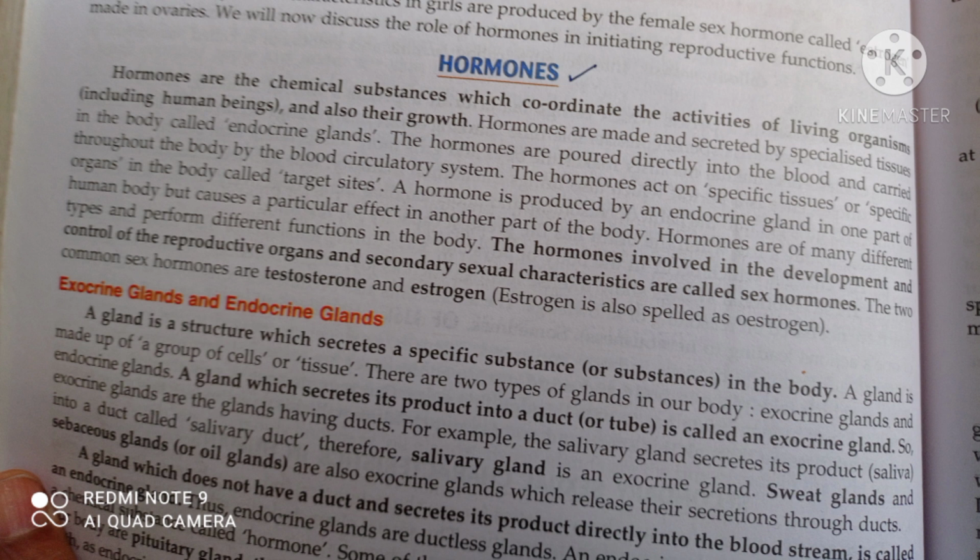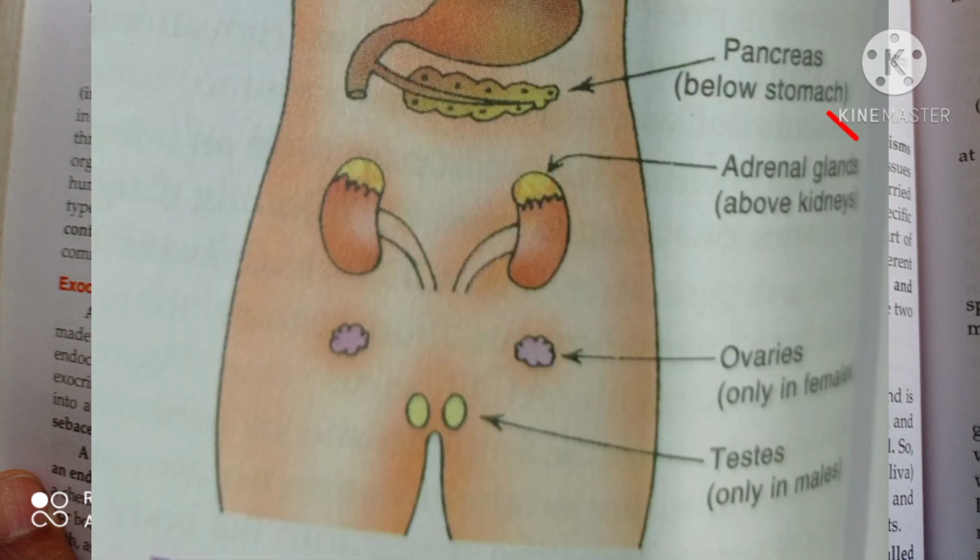But there are some examples of glands which are both endocrine as well as exocrine glands. They behave as both endocrine glands as well as exocrine glands. For example, pancreas, testes and ovaries function as endocrine glands as well as exocrine glands.